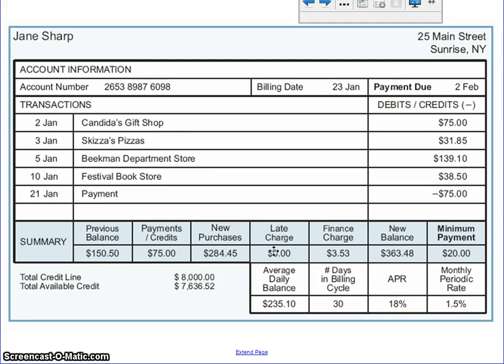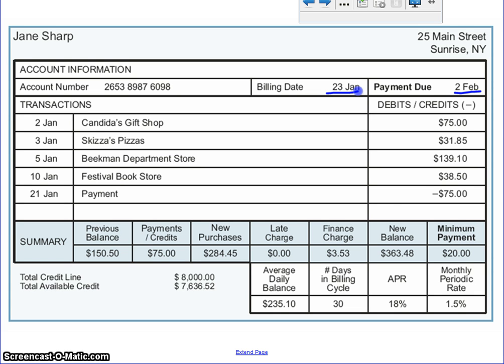Chapter 5 of Unit 4, and that's going over a credit card statement. That's kind of what we're looking at right here, is a statement. You'll notice that it has a billing date of January 23rd, a payment due date. So it was billed on the 23rd. It gives them about 10 days to pay it.